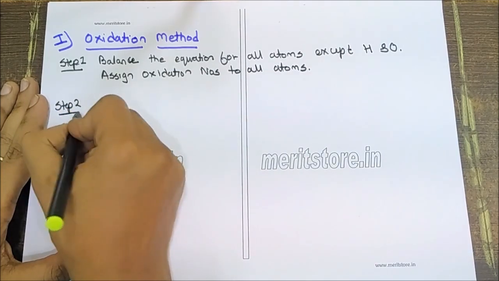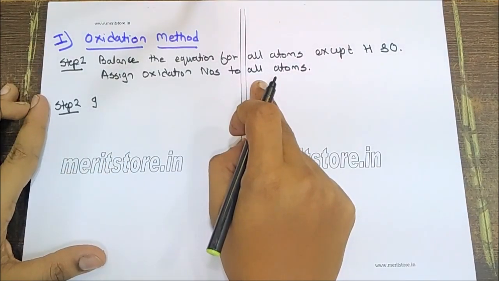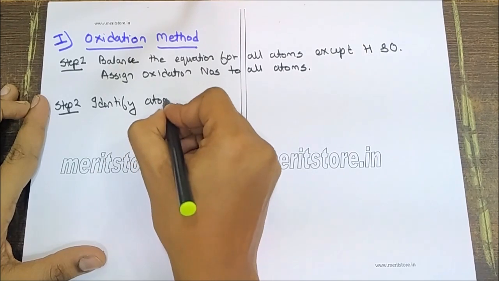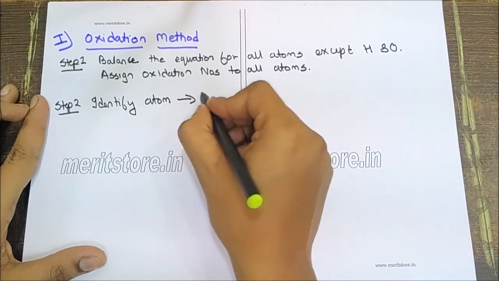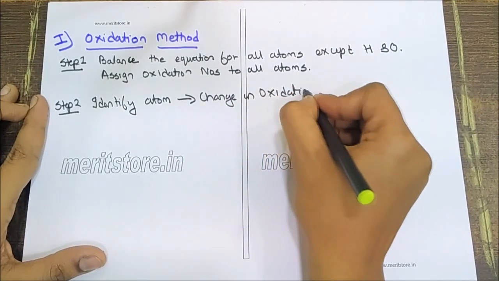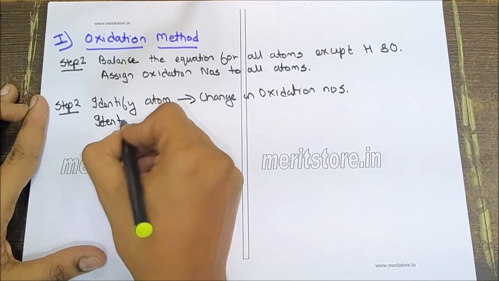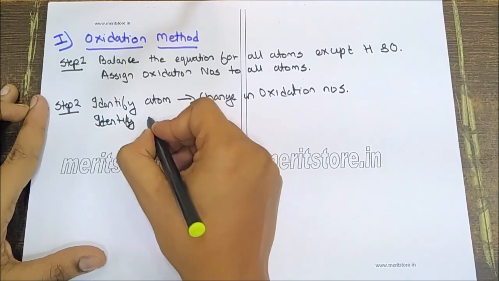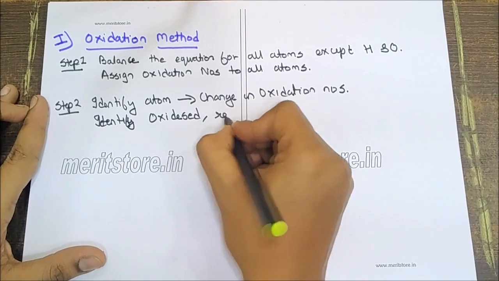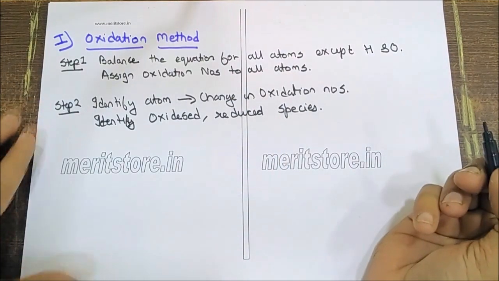Step 2. Now once you have assigned the oxidation number, we can easily identify atoms that have undergone change in oxidation number. So once we know which atoms have undergone change in oxidation number, we will easily be able to identify which atoms have undergone oxidation and which have undergone reduction.